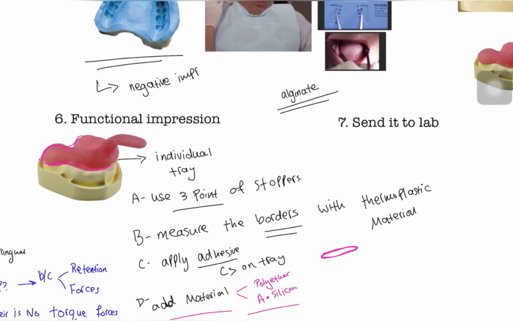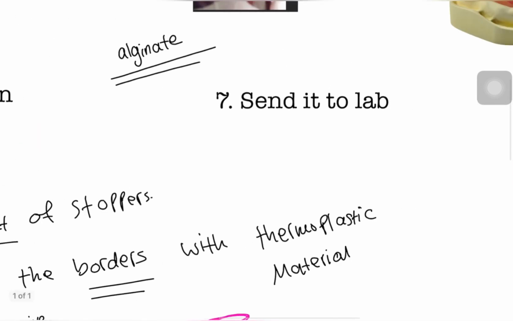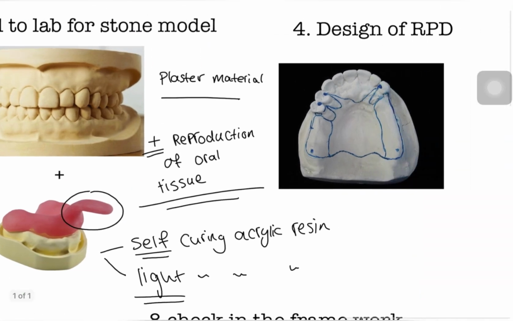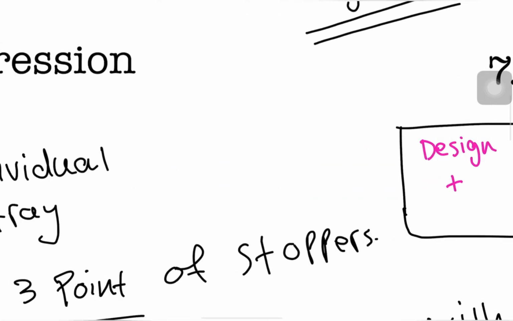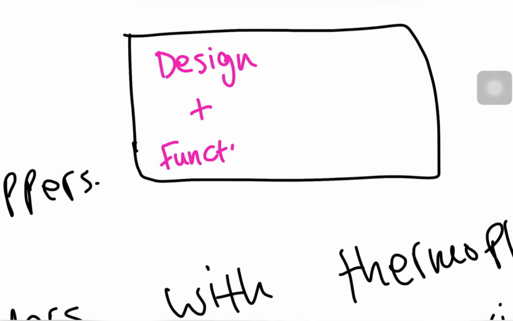So what we send to the lab is this functional impression. This is our package, let's say. This is the package that we're sending to the lab, which consists of our design, this design of our RPD, plus this functional impression. So there you go.